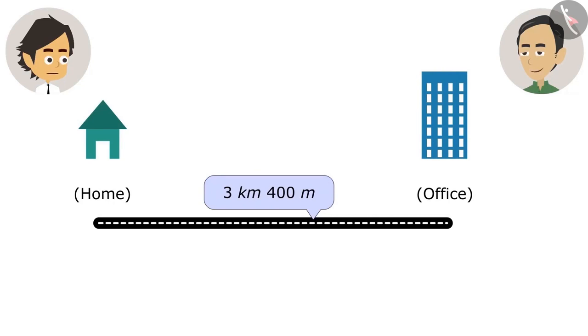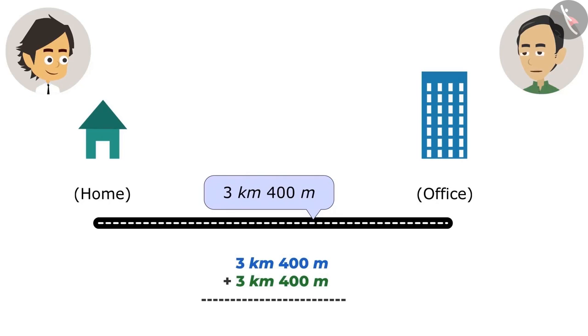And this means that your office is 3 kilometers and 400 meters away. You are right. Now tell me, how far do I have to go to the office and come back? You go 3 kilometers 400 meters to go to the office and then 3 kilometers 400 meters back. So we will add these two numbers. All right. Now add. But I cannot understand how they will be added.